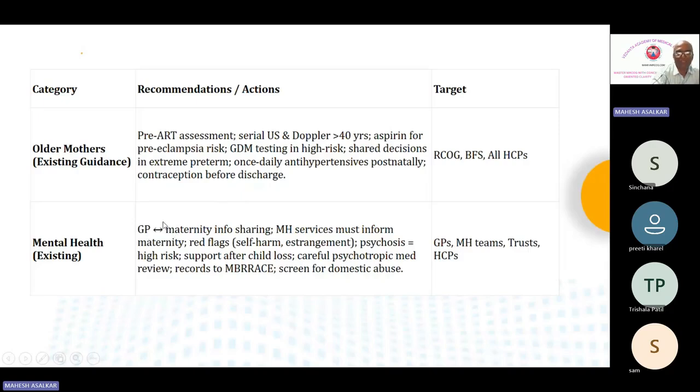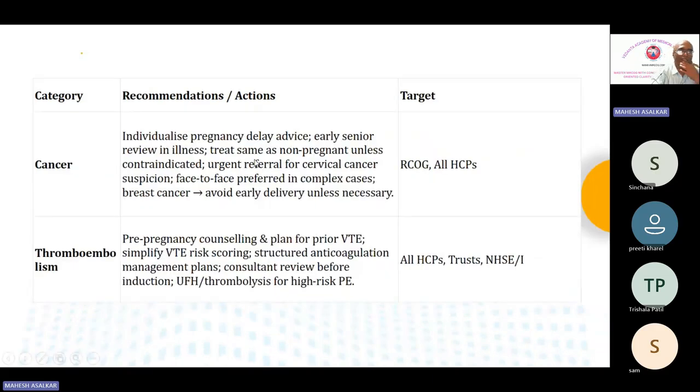For mental health, we have already mentioned that there has to be good collaboration between the maternity services, mental health services, and the general practitioner. Okay, if she is a case of psychosis, she is high risk. Support after child loss, and careful psychotropic medication review should be performed. Okay, and records should be submitted to MBRRACE in case of maternal death, and screen for domestic abuse, especially in these patients. Okay, for cancer, individualized pregnancy delay advice, early senior review in illness, treat the same as non-pregnant unless contraindicated, urgent referral for cervical cancer suspicion, and prefer face-to-face over online or indirect interviews. Okay. Breast cancer, avoid early delivery unless necessary.